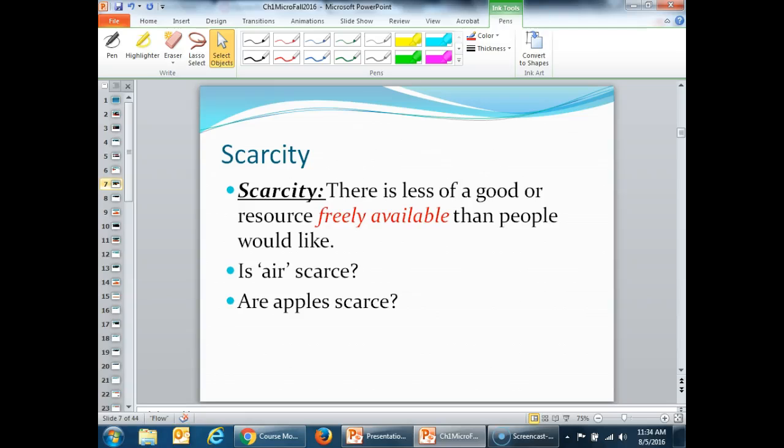Well, let's go back. There's less of a good or resource freely available than you would like. Do you get as many apples as you would like for free? No, not unless you have an orchard. If you have an orchard in your backyard, then okay, apples are not scarce. For the rest of us, apples are scarce. Is that clear? So we have to have new definitions for many of these basic words, and we're going to be doing that throughout this entire course.